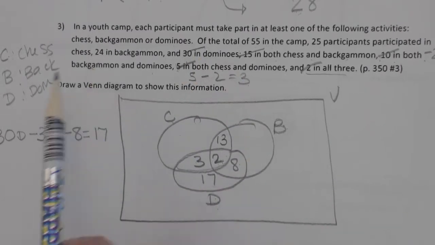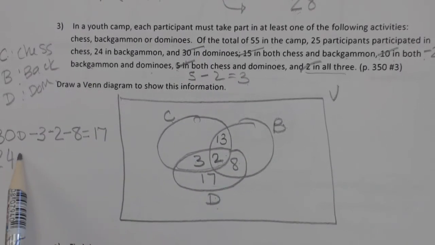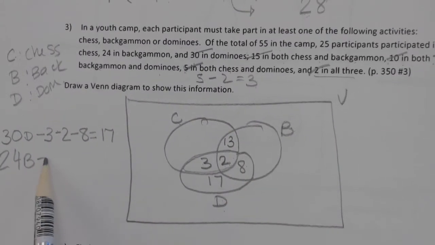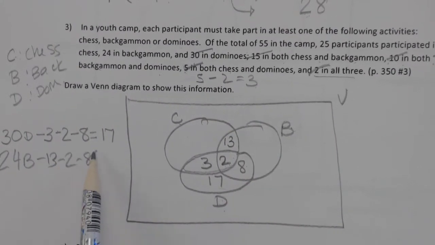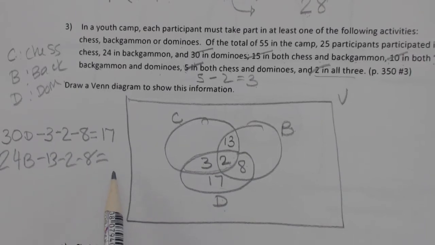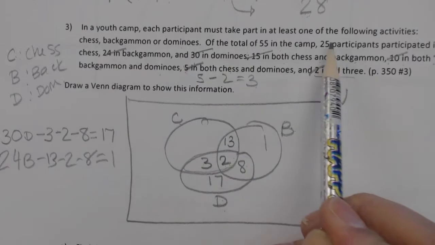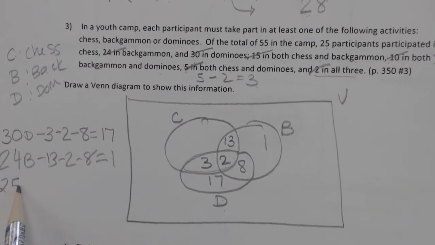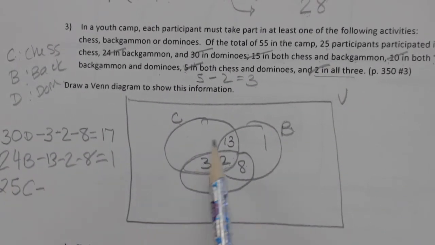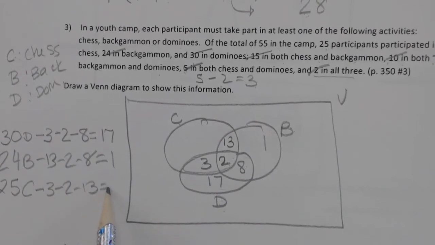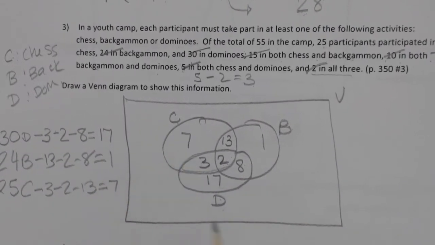Out. 24 in backgammon, again 24 in backgammon, but if we look at the backgammon circle, we have 13, we have 2, and we have 8. So that's only going to leave us with 1 that just took backgammon. And 25 that took chess, but again, if we look at our chess, we have 3, 2, and 13 in our circle, which leaves us with 7 that just took chess.